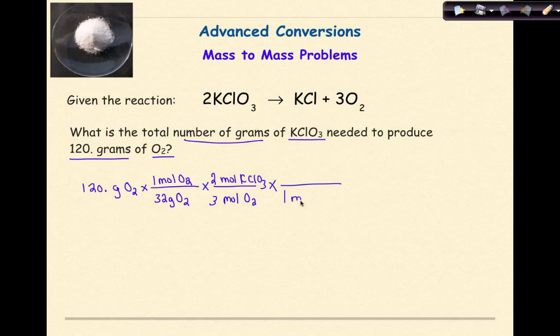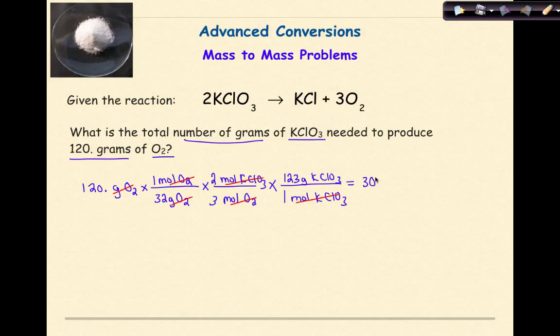So 1 mole of KClO3 has a gram formula mass of 123 grams of KClO3. And then yet again, I'm going to double check to make sure that I have this set up correctly before I do all of the work of the math. So grams cancel grams, moles of O2, moles of O2, moles of KClO3, moles of KClO3, and I'm left with grams of KClO3.